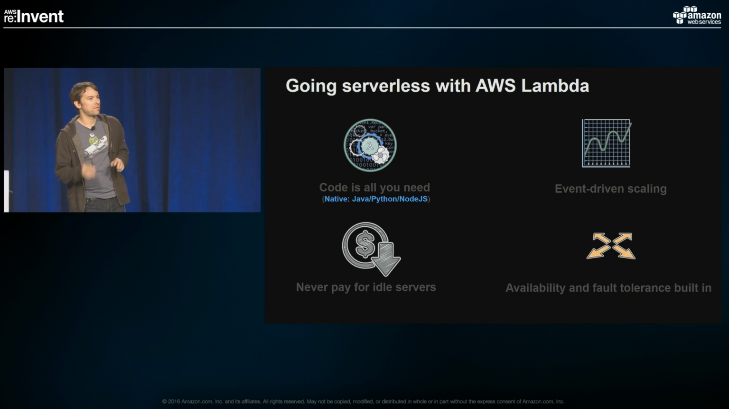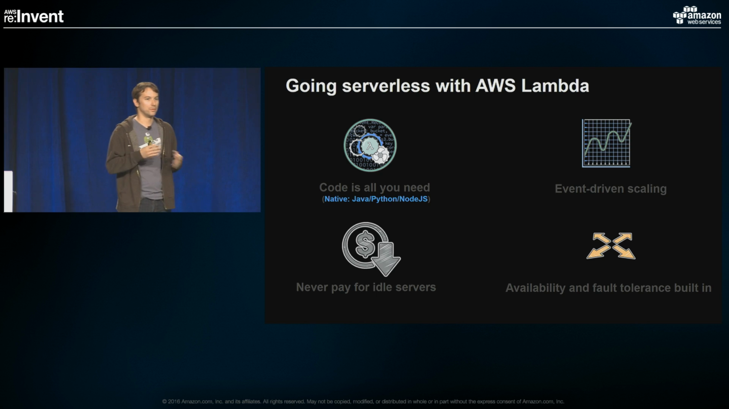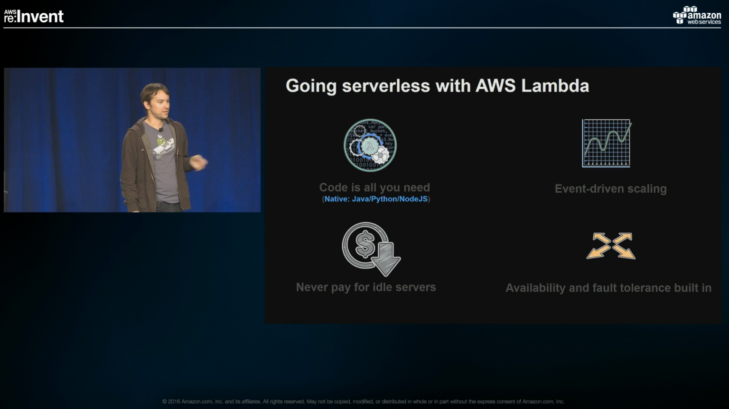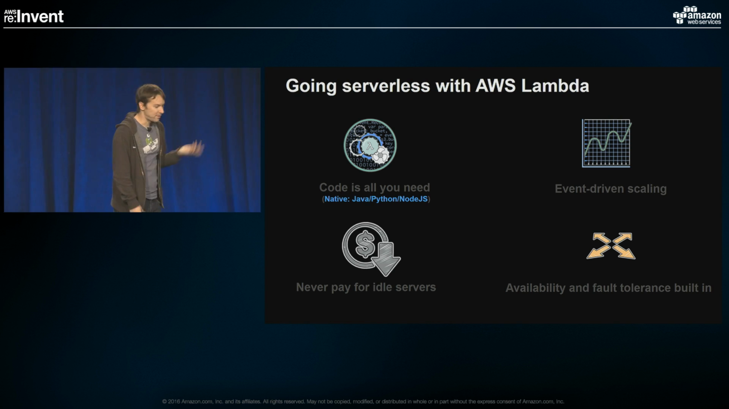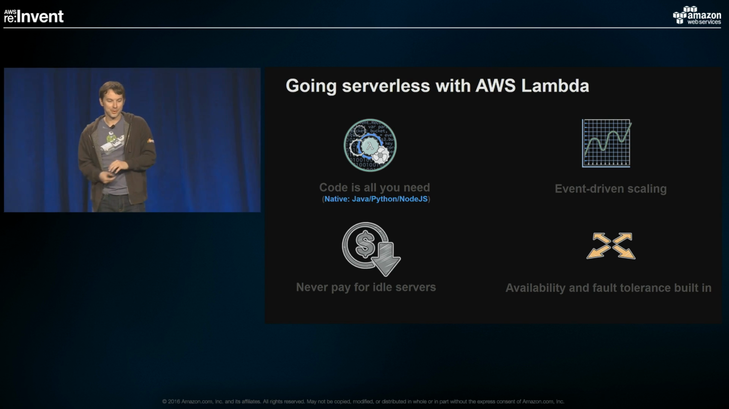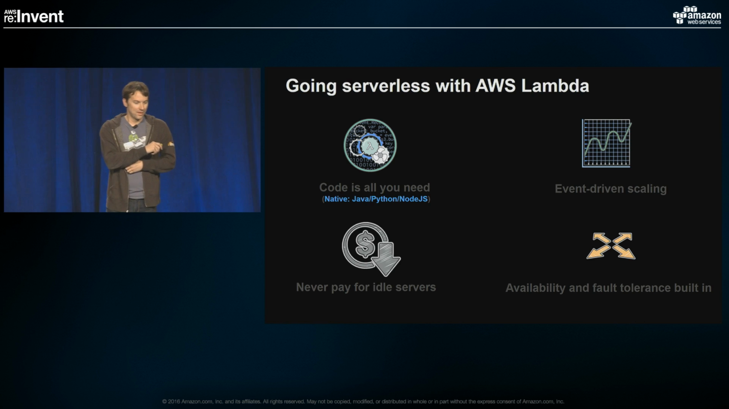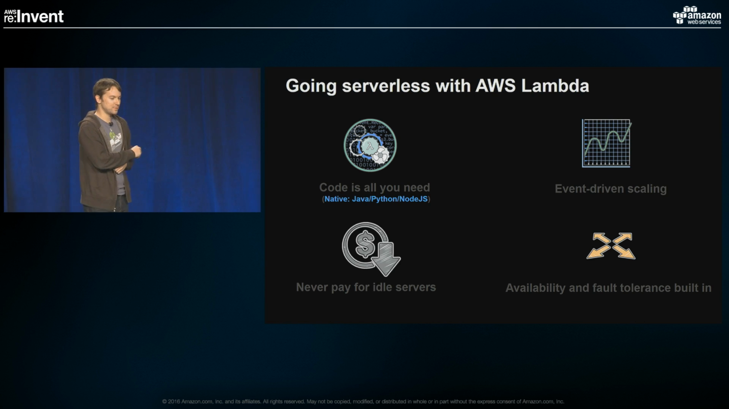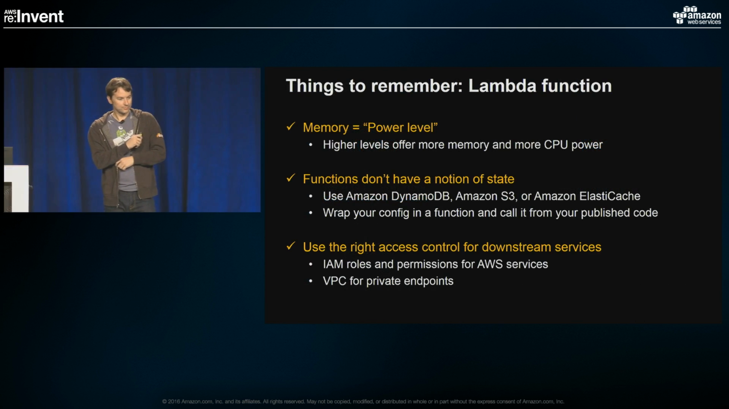If you just search for PyRin, you can see what the total bandwidth to and from S3 was, and it blew my mind. And then you don't have to pay for idle servers. I don't pay for anything because Amazon comps my AWS account, so I don't really care about that. Availability and fault tolerance built in, that's also great.